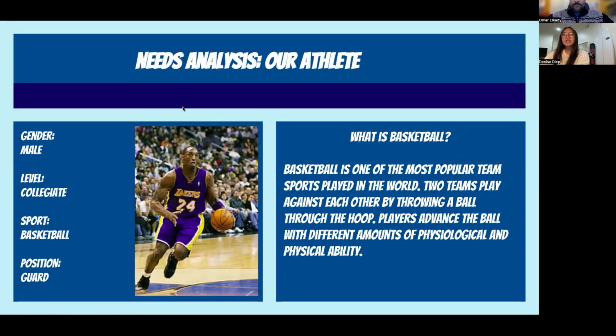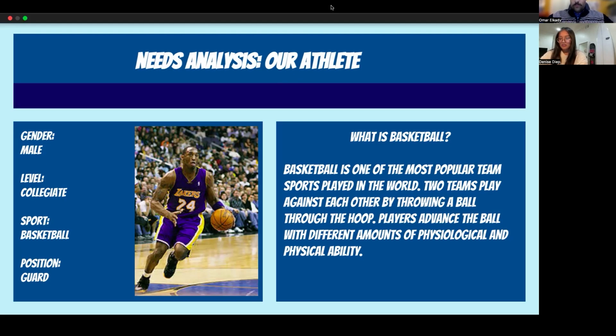So for our athlete, we have a collegiate male basketball guard. So realistically, what is basketball? Basketball is one of the most popular team sports played in the world. This basically consists of two teams playing against each other, both offense and defense. Their primary goal is to add up points by throwing the ball into the hoop. How this is done is players have to advance the ball with different physical abilities and physiological abilities.